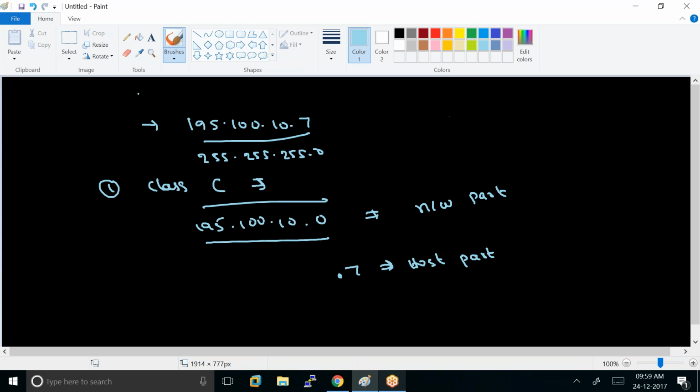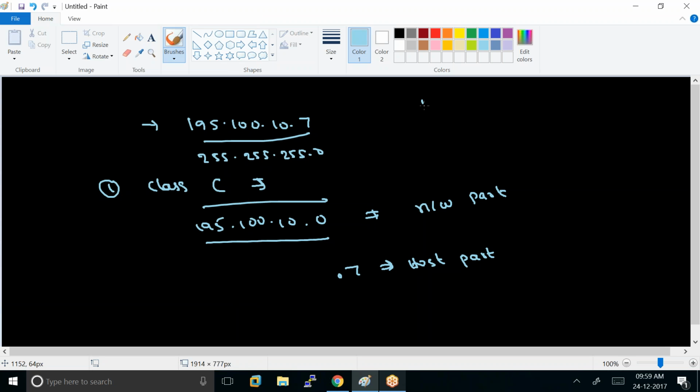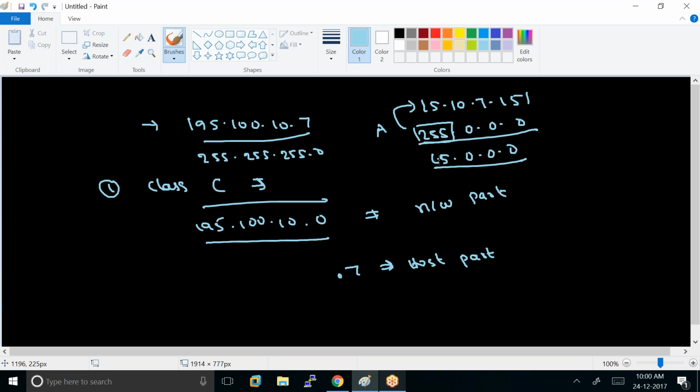Let us take another address, for example 15.10.7.151. Here this is class A. The mask is 255.0.0.0. Therefore, the network part is 15.0.0.0. This is the way by which you can identify the network part and the host part. If there is a 255, the value on top of it is retained. If it is 0, it becomes 0. Here it is nothing but an AND operation. You apply the AND operation.